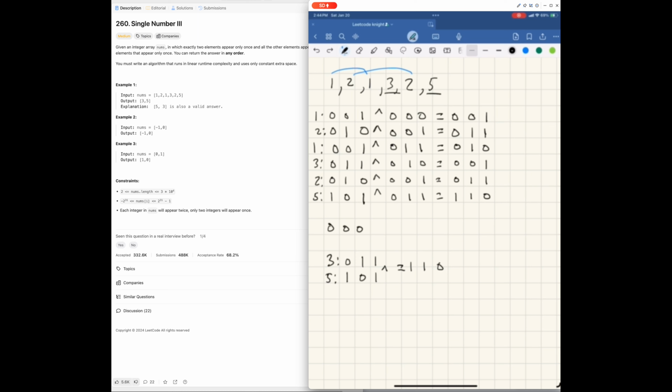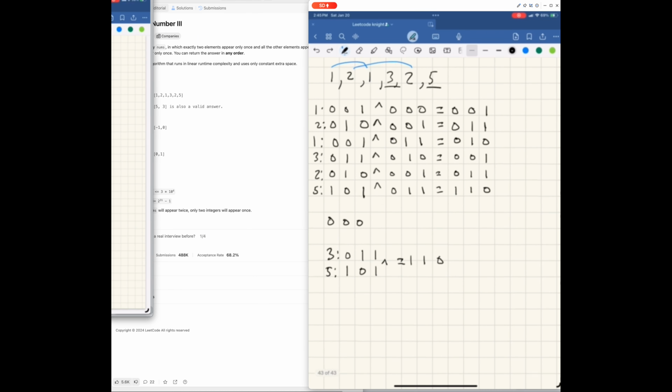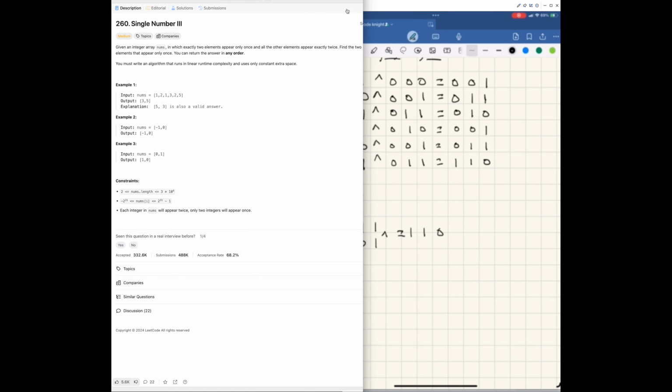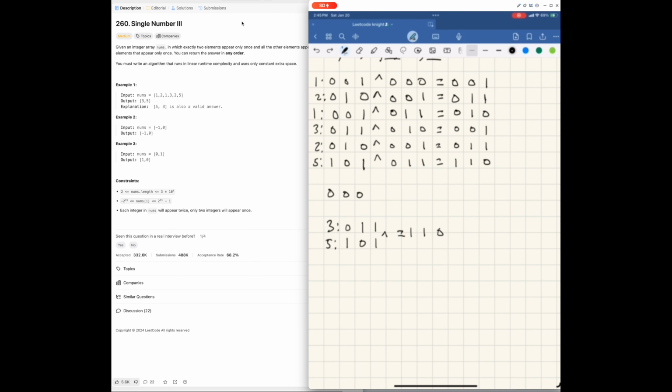So how do we solve this? Well, if only there was some way we were able to figure out one of these numbers, then we would be able to just remove this number. What we can do is actually separate this array into 2 groups.